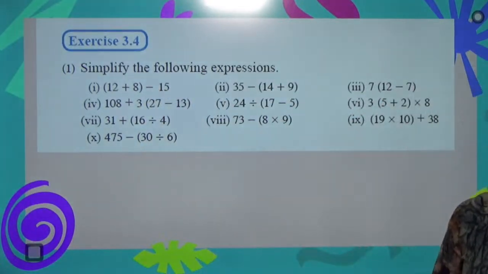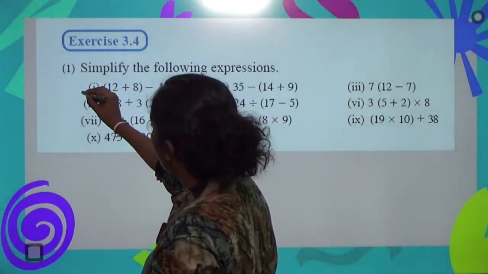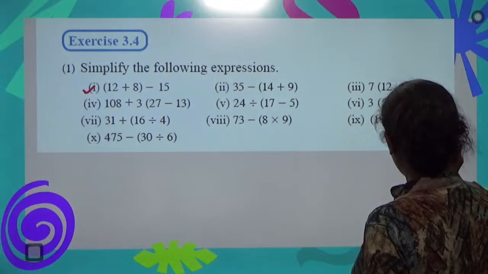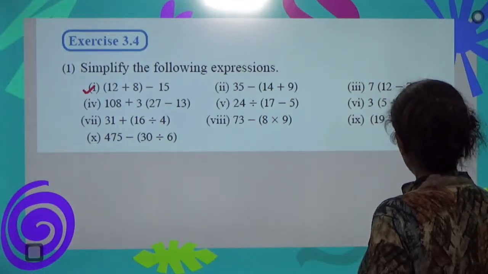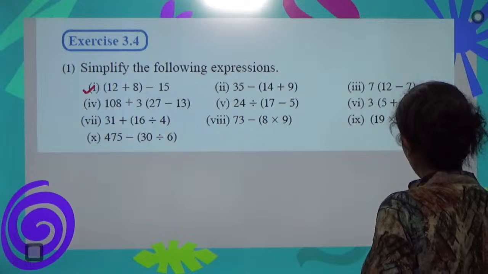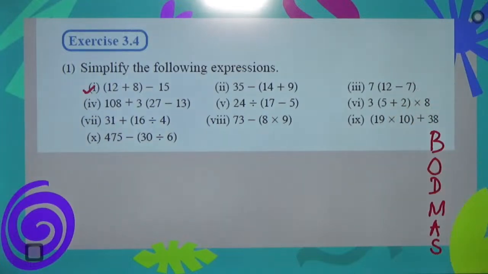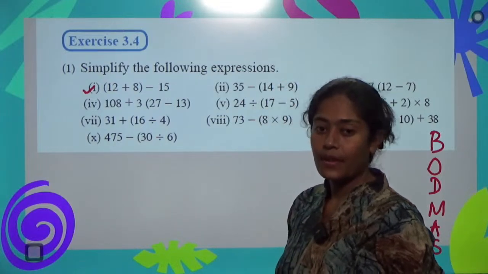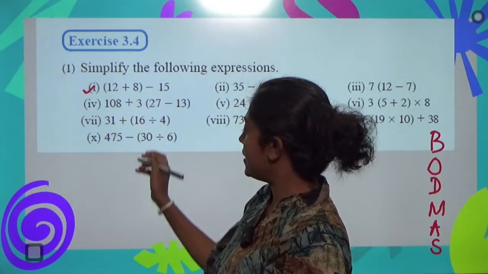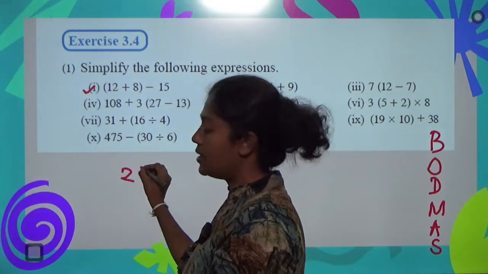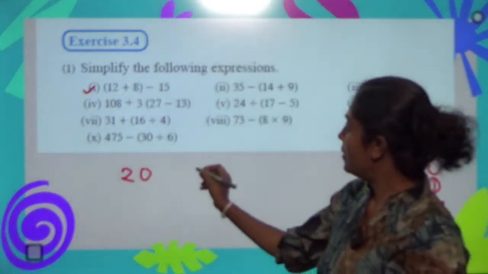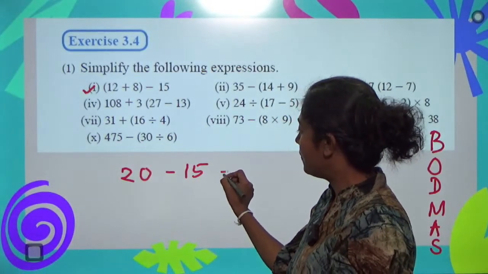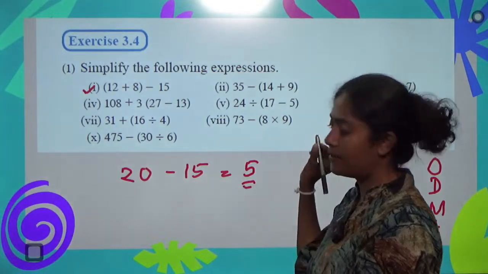Simplify the following expressions. First one, this one. According to BODMAS rule, what do we have to simplify first? First, brackets. So I have to simplify the things within brackets. Here 12 plus 8. So what is the answer? Within brackets we have 12 plus 8, then the answer is 20. Then minus 15, very easy, the answer is 5.